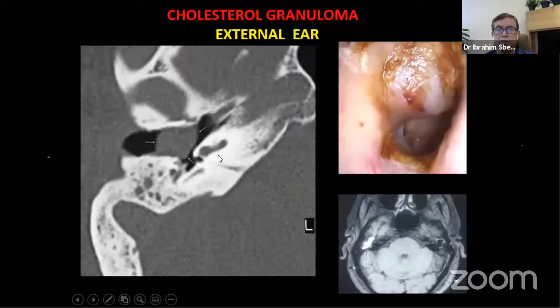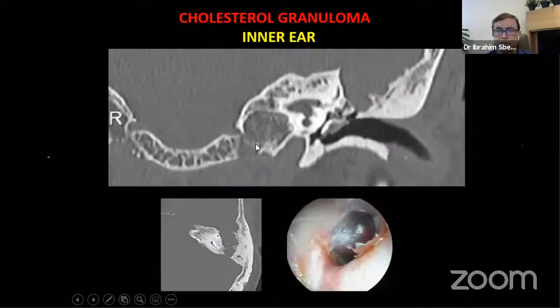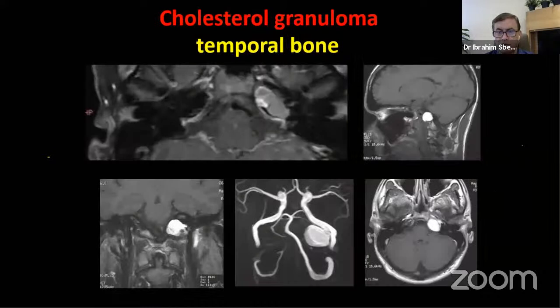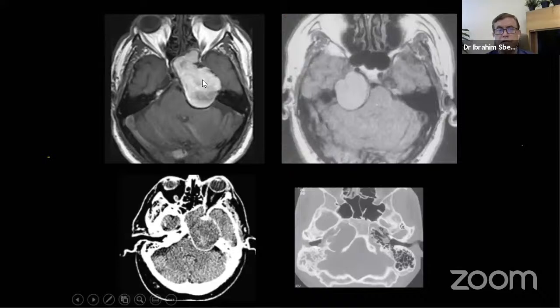So once it is affecting the temporal bone, it can present in the external ear like this, and this is seen commonly by our ENT colleagues. Another external ear cholesterol granuloma. This is anterior, posterior, and you can see that. Inner ear. As I said, temporal bone we mentioned. So these are some of the features of this temporal bone cholesterol granuloma. They come in different sizes and different shapes. Look here, affecting the mastoid area. Here it's affecting the apex. Here it's extending through the sphenoid sinus. CT showing the destruction.